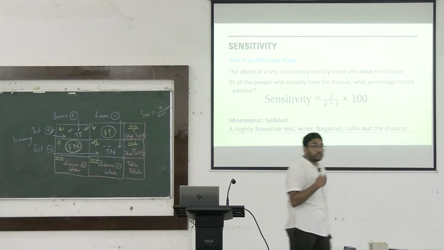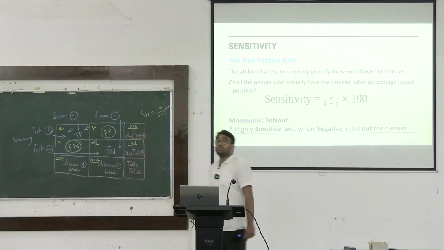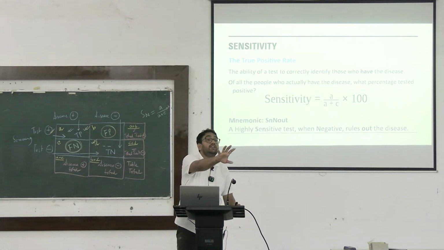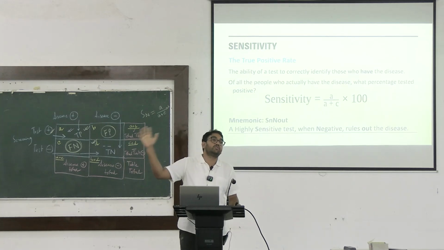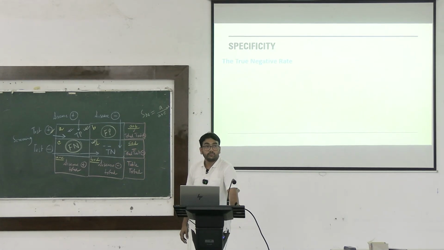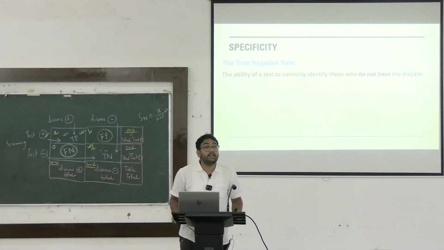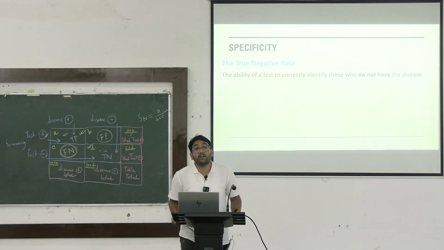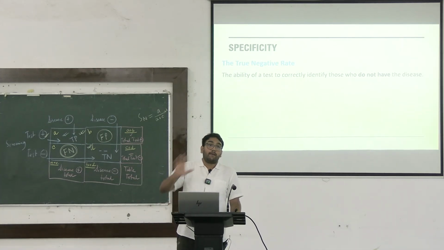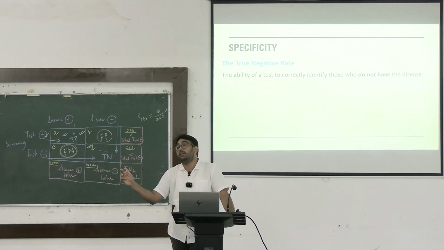Next we move on to the next parameter, which is known as specificity. So what is sensitivity then? Sensitivity is the ability to detect disease among those who are diseased. What is specificity? Specificity is the ability of a test to correctly find out those who do not have the disease. Means, among those who really do not have the disease, how many is the test able to label that these people do not have the disease? It is just the opposite of sensitivity.